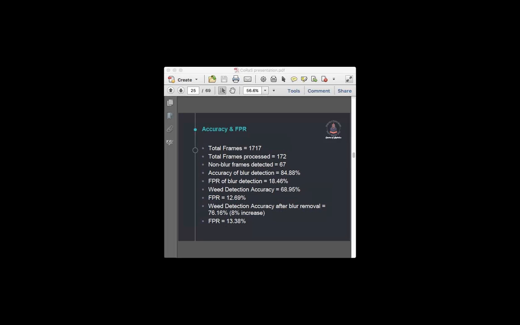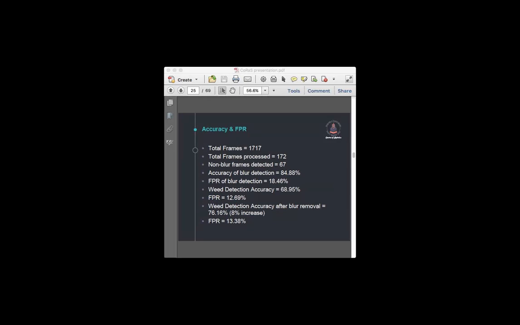So how do we calculate the statistics? We have a total of, for example, 1,717 frames. So we take every 10th frame to get 172 frames. This is a simple processing step that I'm listing here. We got 67 non-blurred frames. So you see, because of the fast movement of the flying robot, we get a lot of blurred images which have to be removed. Accuracy of blur detection here is around 85%. So still 15% of blurred images will be left inside.